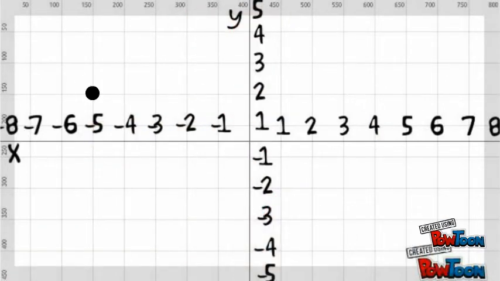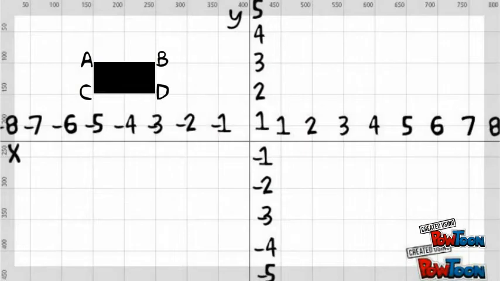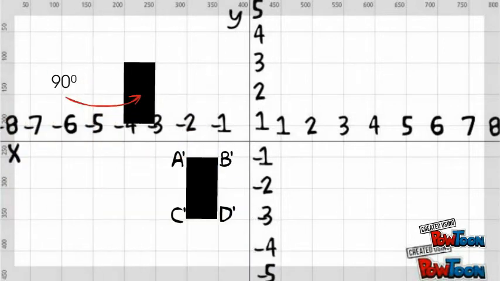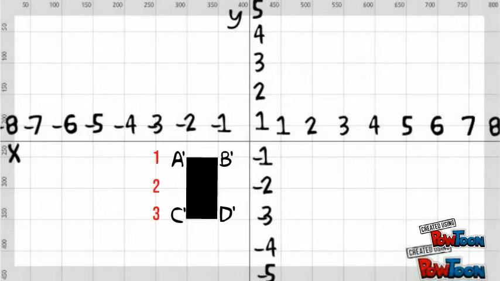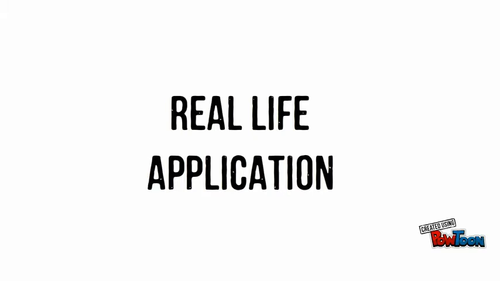You can also rotate shapes around a separate point rather than the origin. This is being rotated 90 degrees about this point. So you can also combine transformations. This shape is first being rotated 90 degrees about point B, and then it's going to be translated down. And it's going to be 1, 2, 3 spaces, and after that it's going to be translated 2 spaces to the right.